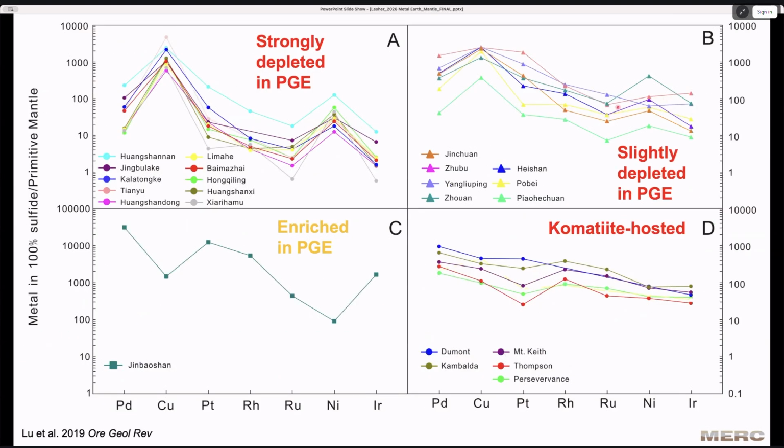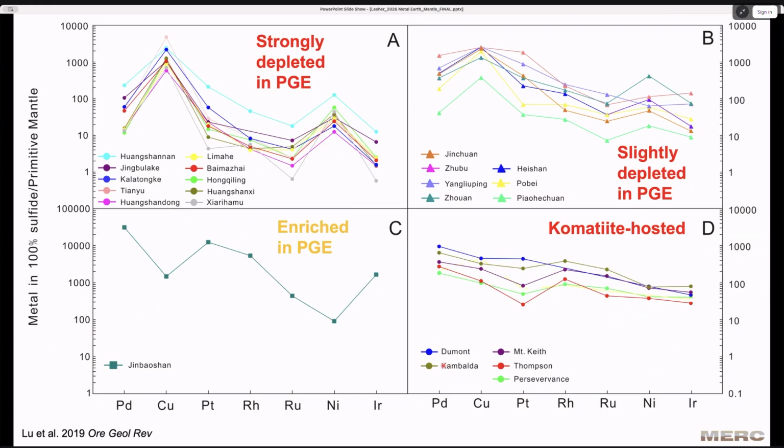Here's the Chinese deposits, and you can see the same sort of signatures. Some are more depleted in PGEs compared to copper and nickel. There's no cobalt information, unfortunately. And some are a little bit less in here, including Jinchuan. So these are even more depleted in PGEs. These are the komatiite-associated ones for reference.